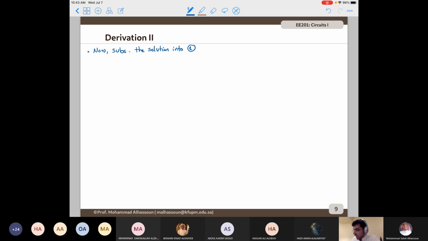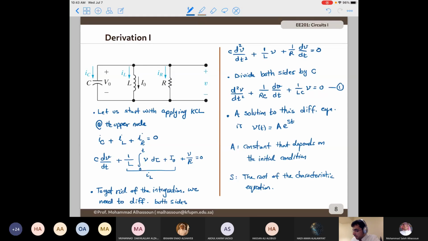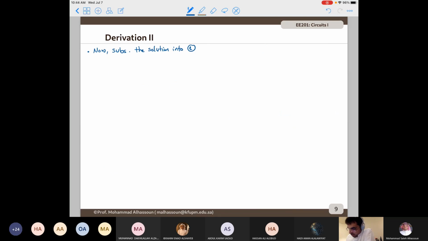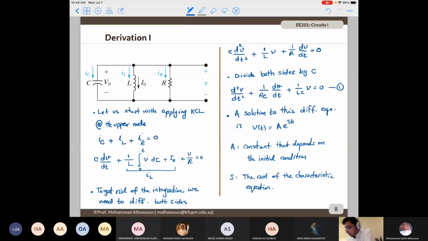So if you remember, the solution is A multiplied by e to the power st. If you substitute it into equation 1, you need to take the first derivative and the second derivative of that. The first derivative of A e to the power st is simply s A e to the power st. For the second derivative, you take the first derivative multiplied by s. So each time you take a derivative, you multiply it by s. For the second term, we have a constant, which is 1 over RC, so it will stay as it is. Then we take the first derivative, so it's going to be s multiplied by A e to the power st.